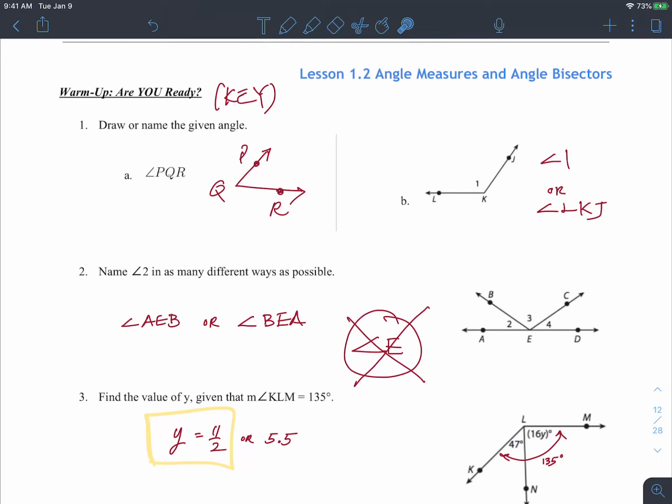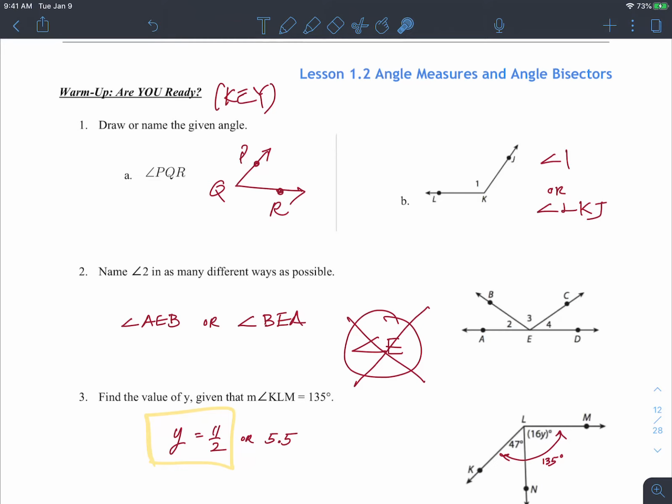Number 2, name the angle in as many ways as possible, which is AEB or BEA. But if you answered angle E, that is incorrect, simply because saying angle E is ambiguous. So which one are you talking about? This one, this one, this one, this one, this one, and finally this one. There are 6 different possibilities.